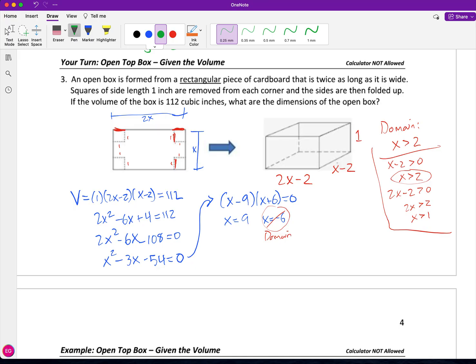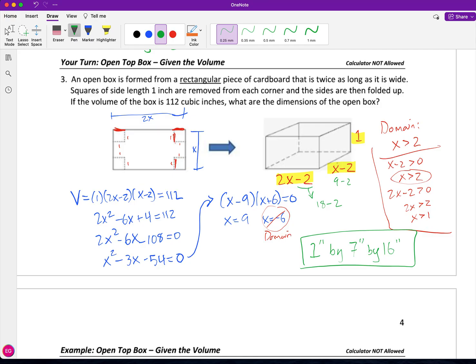So to find the dimensions of the box, now that we have this x value, well, these are the dimensions of the box right here. So I have that 1 inch was given to me. Okay, then we're going to do by, and let's do this one first. If I do 9 minus 2, that's going to be 7. Okay, so it's 1 inch by 7 inches by, and now we'll do the same thing here. So that's going to be 2 times 9 minus 2. So that's going to end up being 16. And so here is the dimensions of this open top box.